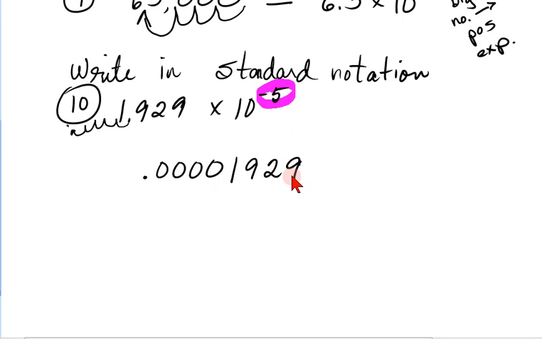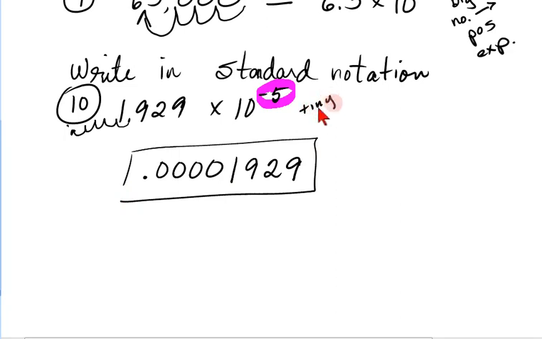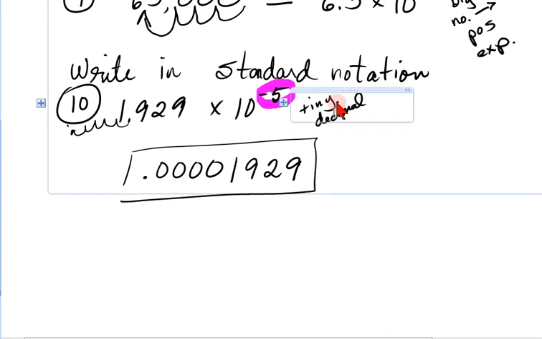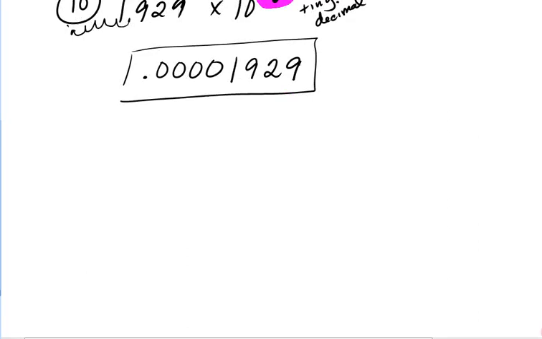0.0001929. And you could check. Did it move the same number of places as the exponent? Is it the right size? Yes, it's a tiny little number and it had a negative exponent. Positive means a big old number. Negative means a tiny decimal. So there will only be one question moving from scientific to standard and one from standard back to scientific. Okay? Now, the next 3 questions, and there probably won't be 3 of these on the test.